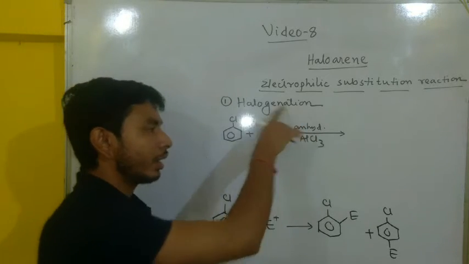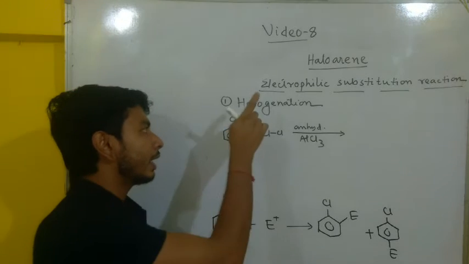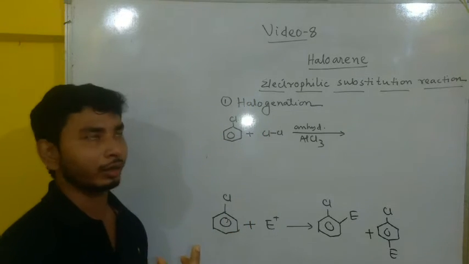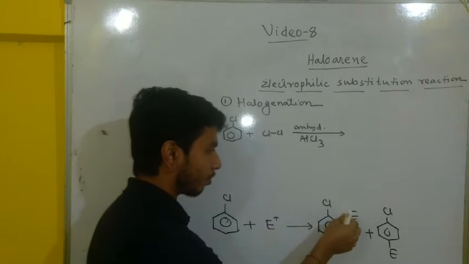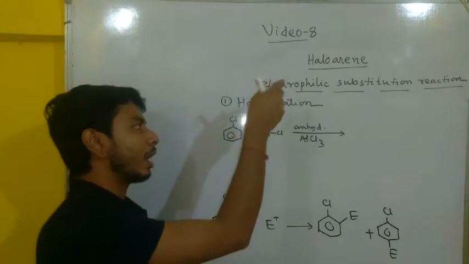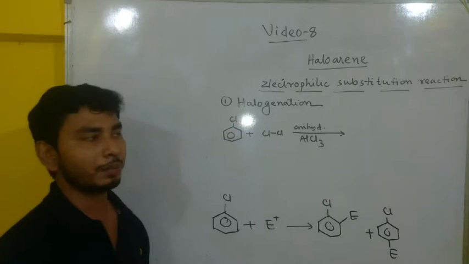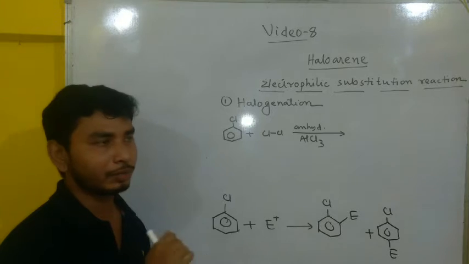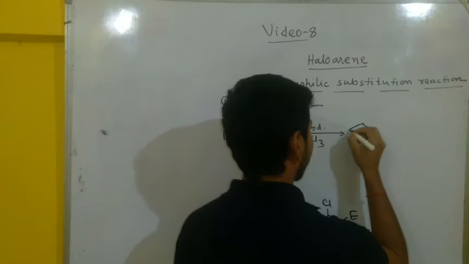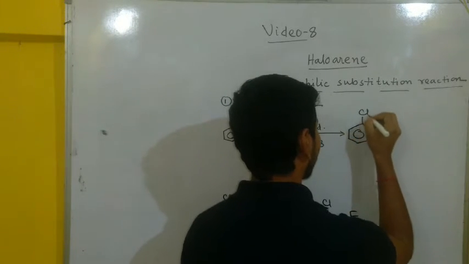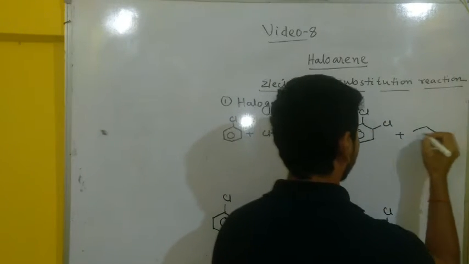It is halogenation. Halogenation means addition of halogen. Now this halogenation will take place at which position? It is an electrophilic reaction. An electrophilic reaction always takes place at the ortho and para position. So now the halogenation will also take place at the ortho position and para position. That is, addition of halogen will take place at the ortho and para position. So now the incoming halogen will go to the ortho position plus para position.